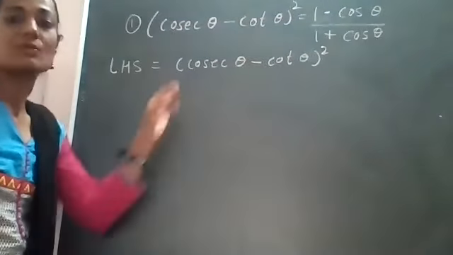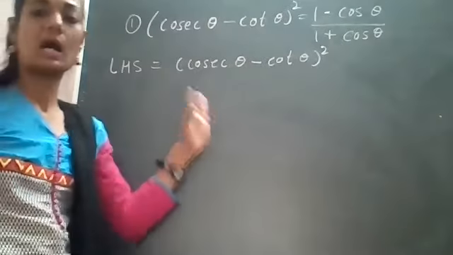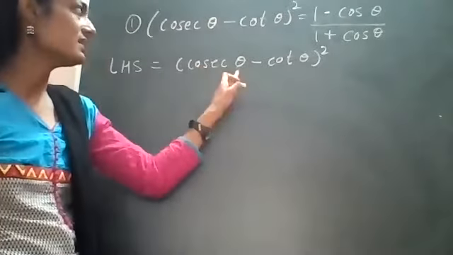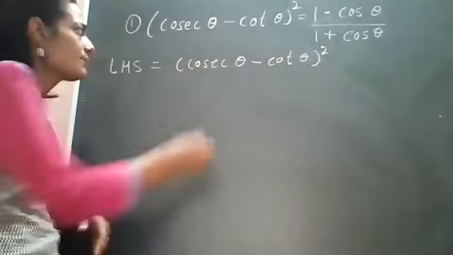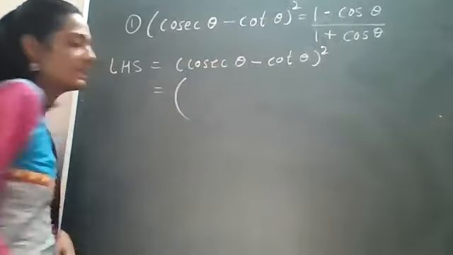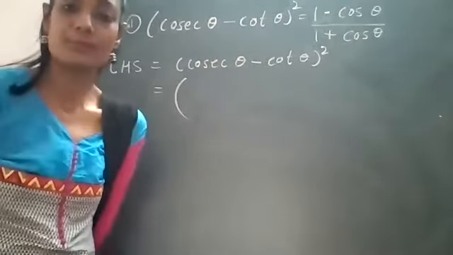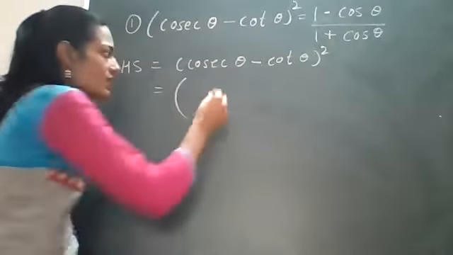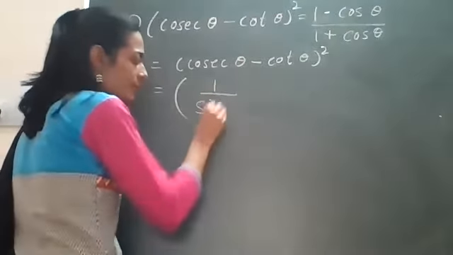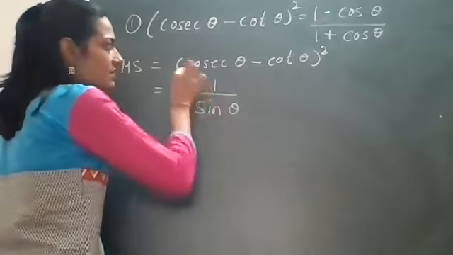Now students, we have to simplify this term. How? First, cosec theta and cot theta, we know that, right? How can we write cosec theta? Cosec theta is the reciprocal of which identity? Sin theta. So we can write 1 upon sin theta, right?